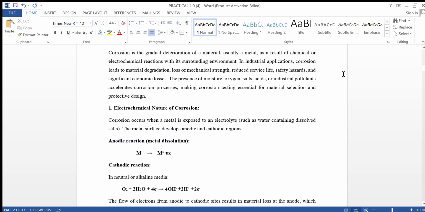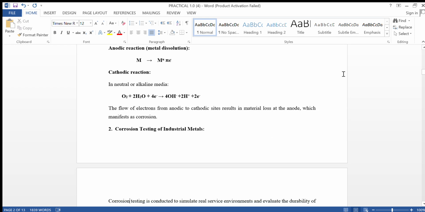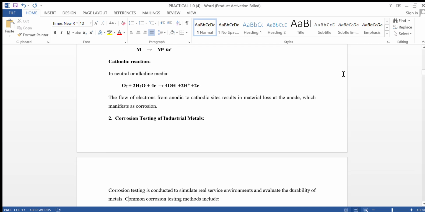Electrochemical nature of corrosion. Corrosion occurs when a metal is exposed to an electrolyte, such as water containing dissolved salts. The metal surface develops anodic and cathodic regions. Anodic reactions, which are given below, and cathodic reactions in neutral or alkaline medium. The flow of electrons from anodic to cathodic sites results in material loss at the anode, which manifests as corrosion.